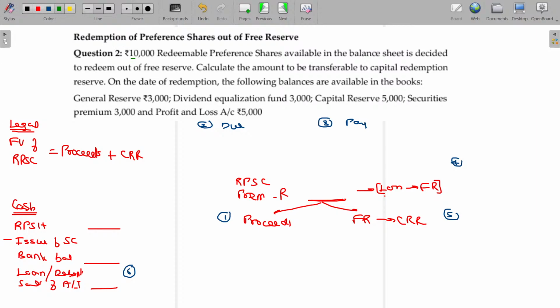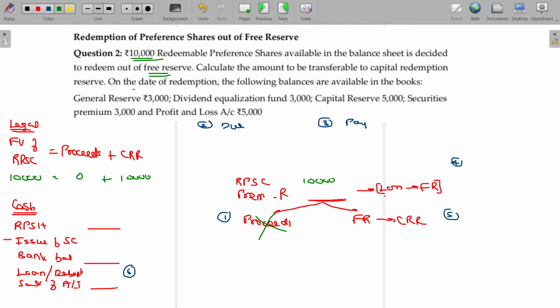I am feeding the data here. 10,000 redeemable preference shares available in the balance sheet, decided to redeem out of free resource. So from this it is very clear, they redeem out of free resource only, not out of proceeds. Calculate the amount to be transferred from capital redemption reserve on the date of redemption. The face value of the redeemable preference share capital being 10,000, proceeds being 0. Then what about the amount we required to create CRR? 10,000 rupees. Earlier we used the proceeds, now we don't use the proceeds, we need to create the CRR. CRR can be created by transferring the free resource to CRR.